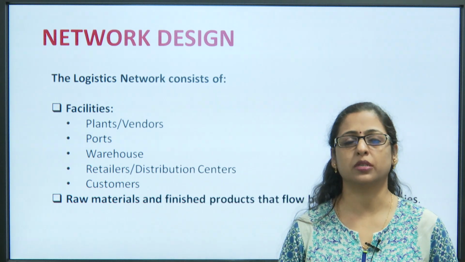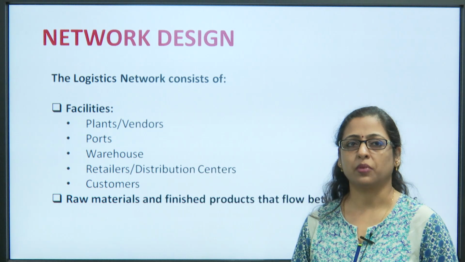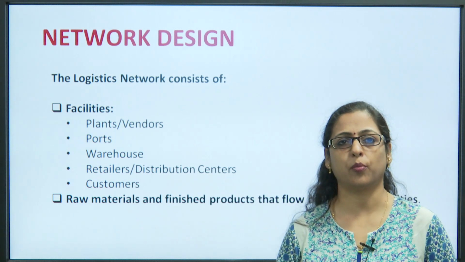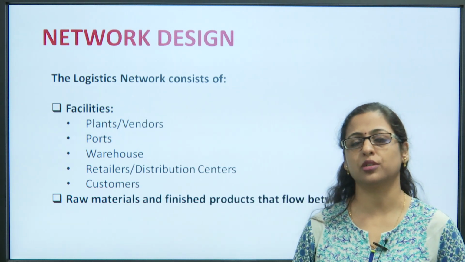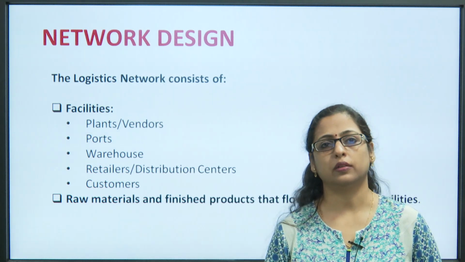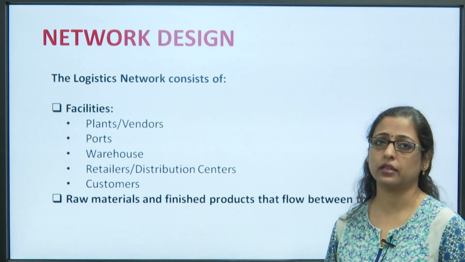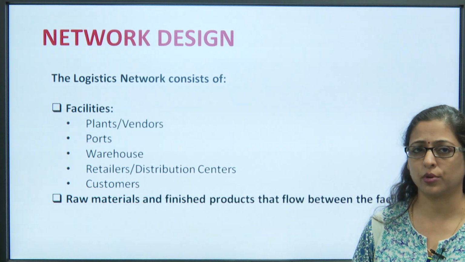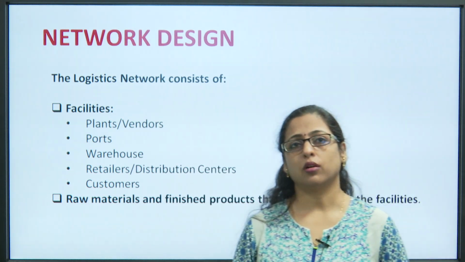The different participants of a logistics network include the plants, that means the production units, the vendors, that means the suppliers, the ports, that means the dockyards, the railway stations, the airports, the warehouses, retailers and distribution centers. It may be distribution centers, cross dock units or any other thing, and then the customers. The second thing that also comes under the logistics network is the raw material and finished products that flow between these facilities.